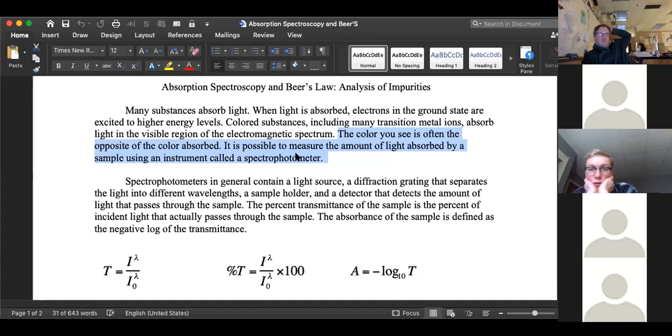It is possible to measure the amount of light absorbed by using a spectrophotometer. That's why it's called the Spec 20, a spectrophotometer. So basically, spectrum photo reader, right? Like your speedometer measures your speed, this measures the spectrum, a light meter.